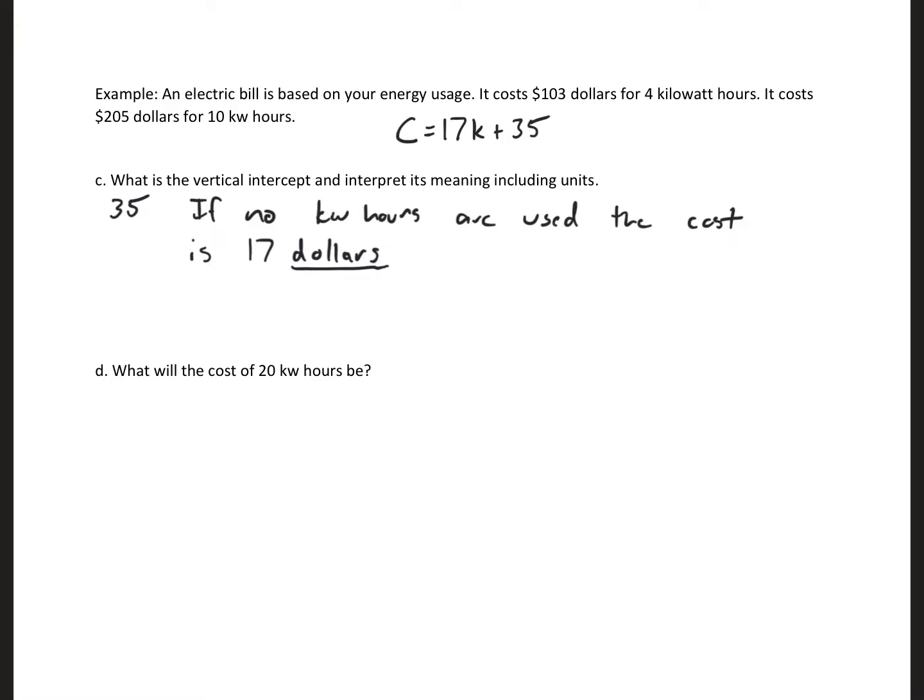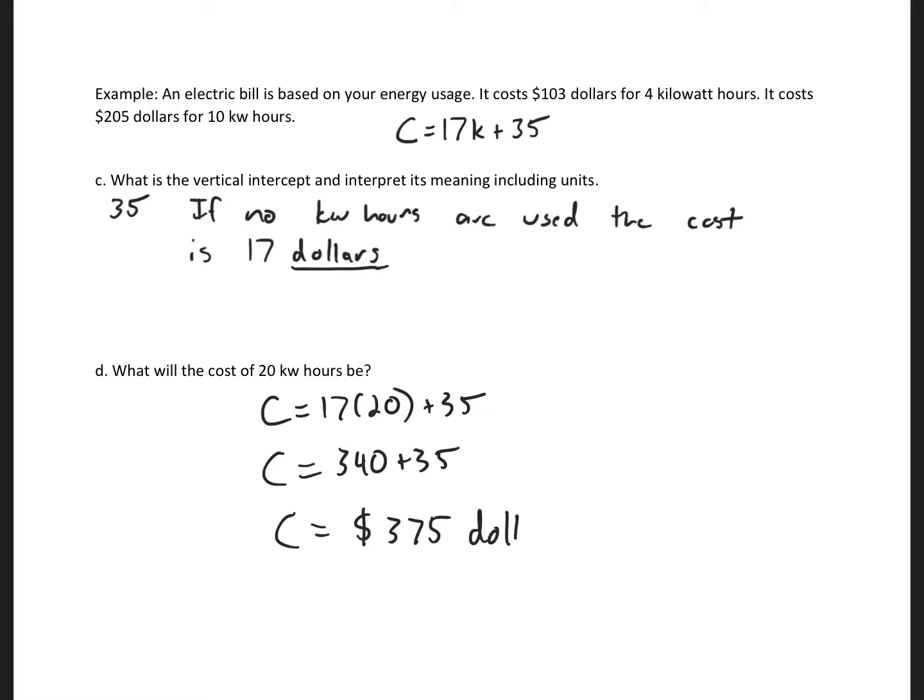So the whole reason to develop these formulas is so that we understand how to plug in a value and get an output. So now if I wanted to know what the cost will be for 20 kilowatt hours, that can be determined. I can plug in 20 for K. The cost equals 17 times 20 plus 35. The cost equals 340 plus 35. So the cost is $375.